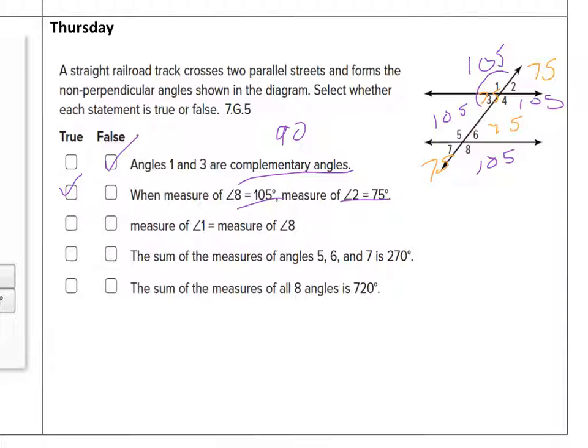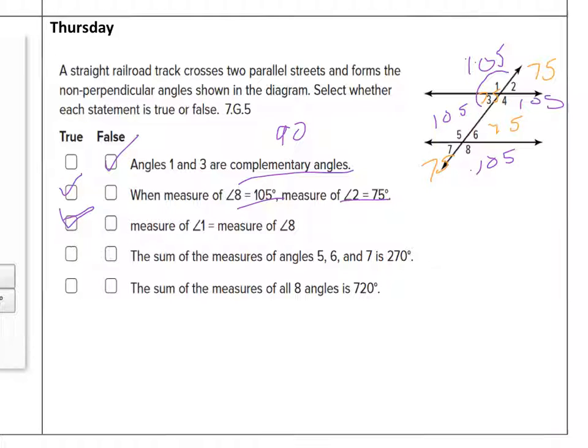Then measure angle 1 equals measure angle 8. That is also a true statement. They are exterior angles, so we know that they are going to be paired up, exterior alternate angles.